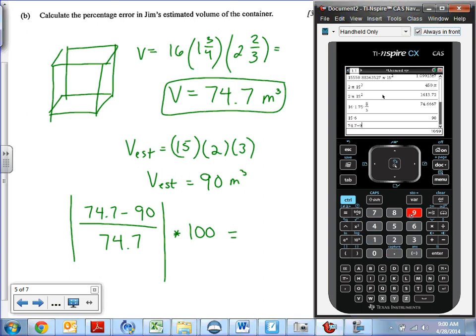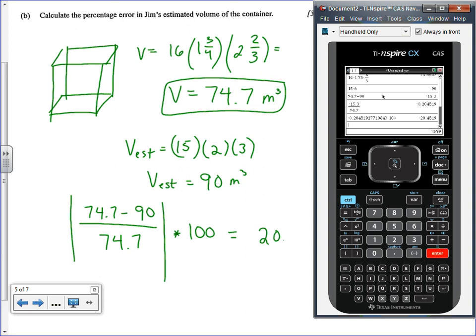74.7 minus 90. Divide it by 74.7. And multiply by 100. Ignoring the negative because it's absolute value, and he's off by quite a bit. 20.5% error.